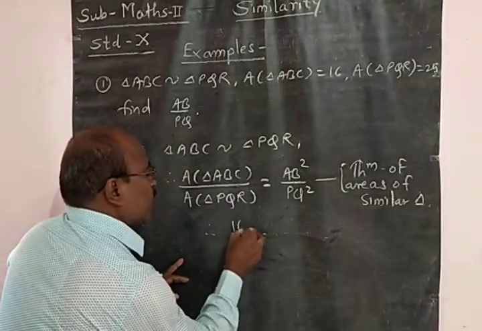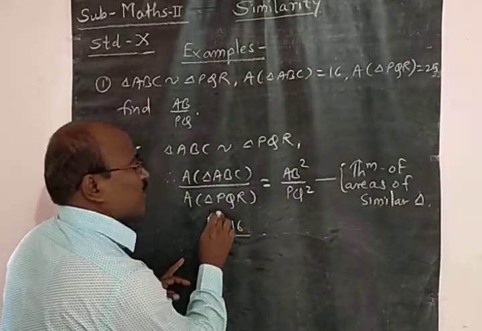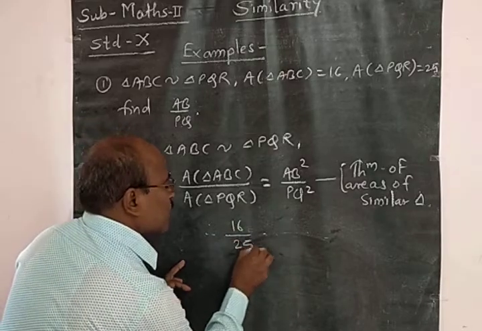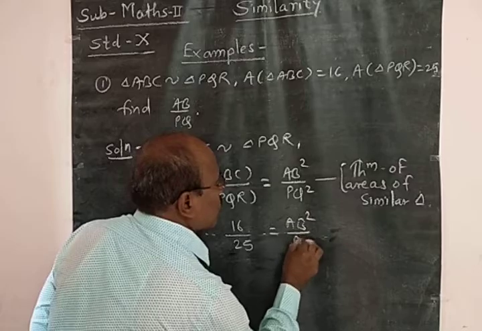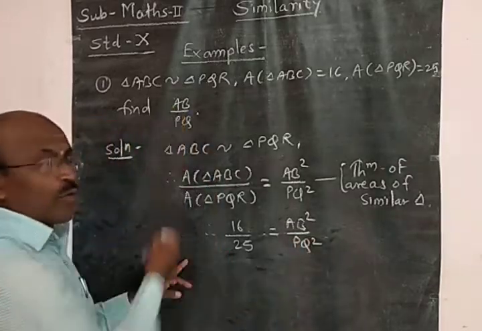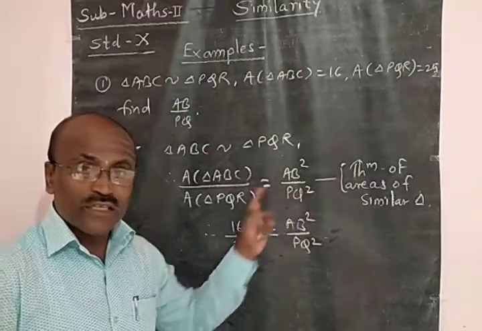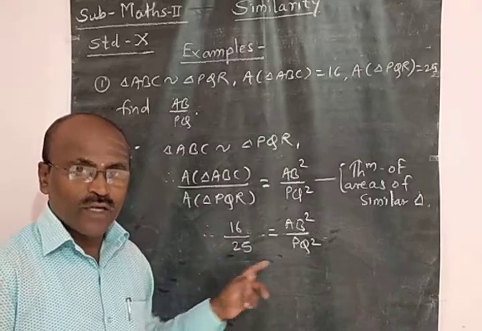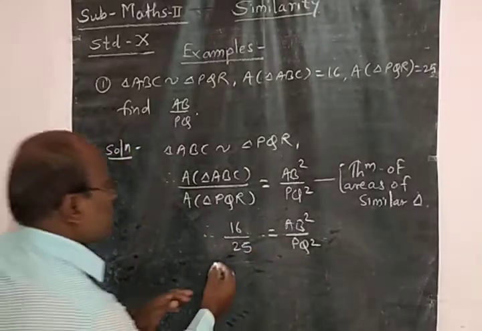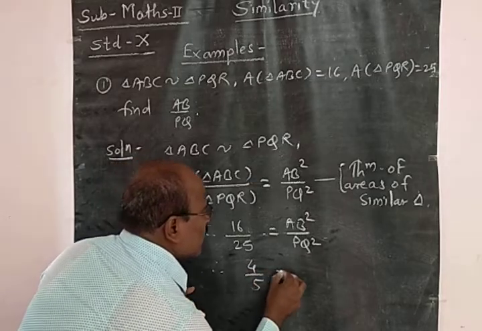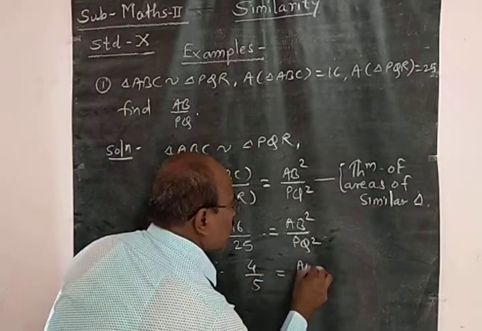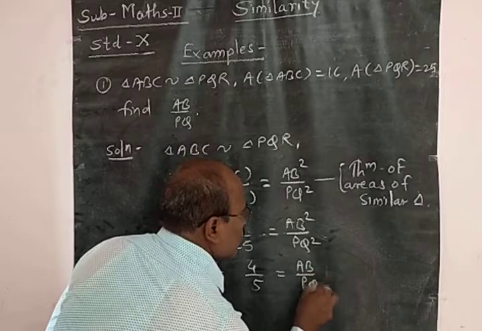Now put the value of area of triangle ABC and area of triangle PQR. So here area of triangle ABC is 16 and area of triangle PQR is 25. That is equal to AB square upon PQ square. So you have to find AB upon PQ. For that, take the square root of both sides. Therefore, you will get 4 upon 5 is equal to AB upon PQ.